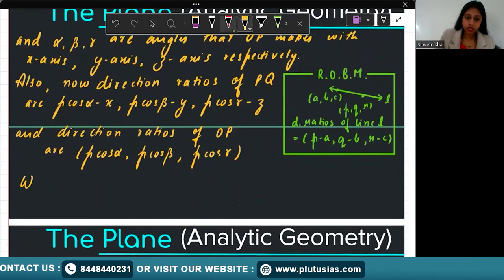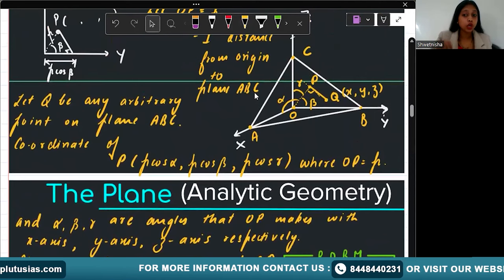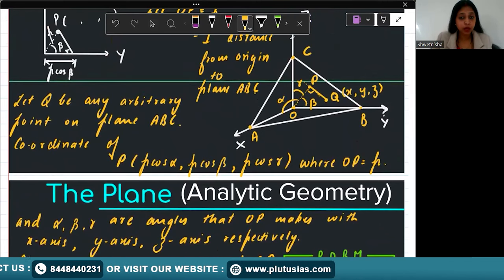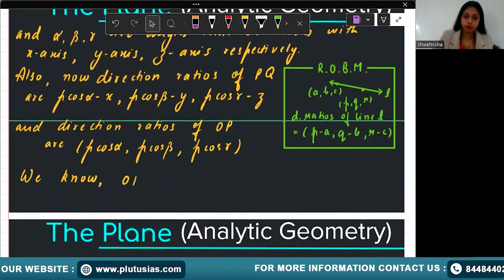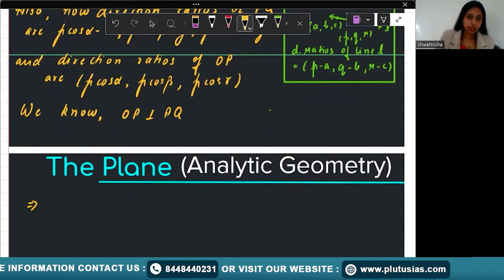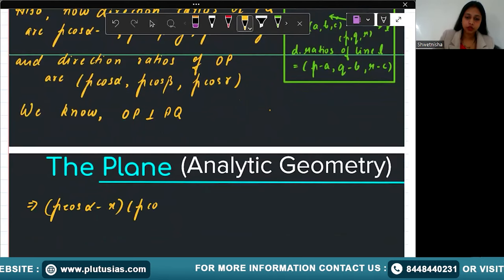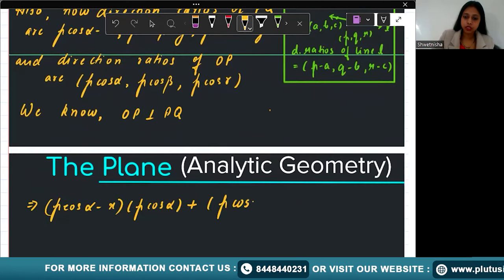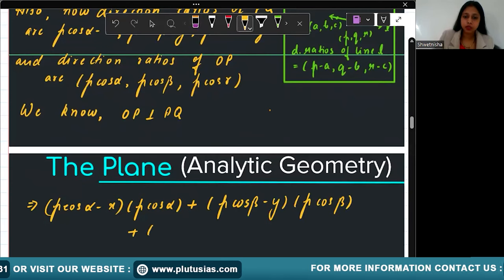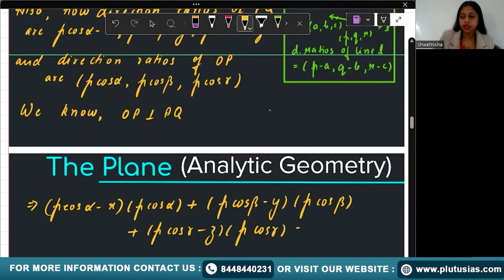So we know P was the foot of the perpendicular drawn from the point O to the plane. So OP is perpendicular to every line you draw on that plane, and PQ is one of those lines on the plane. So OP is perpendicular to PQ. That means the first direction ratio product is (p cos alpha minus x) times p cos alpha, plus (p cos beta minus y) times p cos beta, plus (p cos gamma minus z) times p cos gamma, and that is equal to 0.